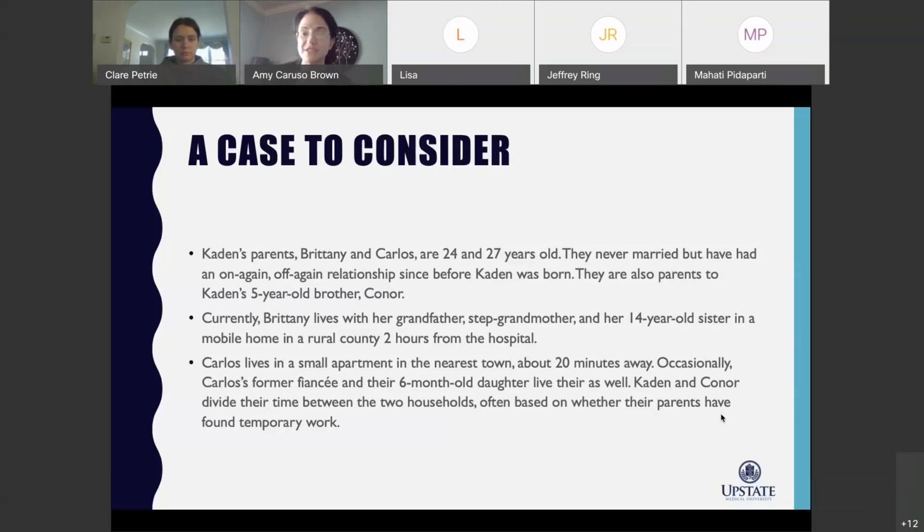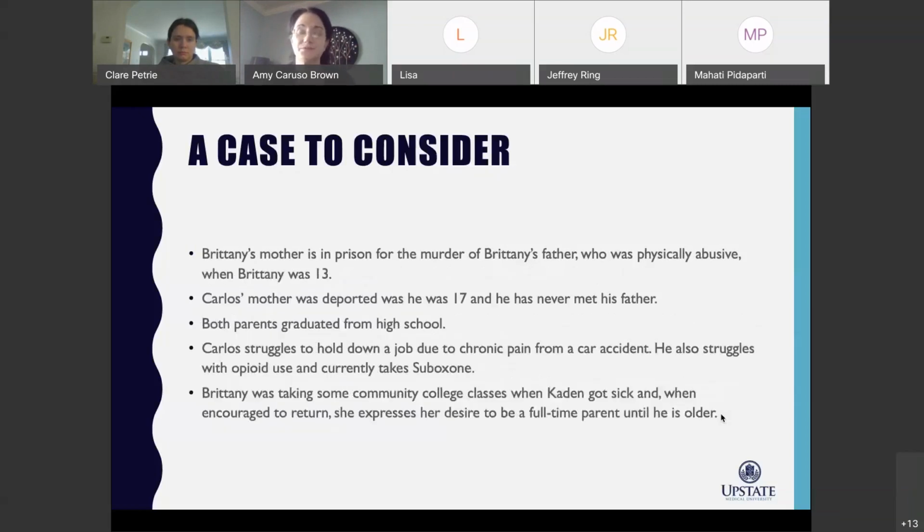And Caden's mom was living with her grandfather and her step grandmother and her teenage sister, while Caden's dad, Carlos, was living with his former fiance and their daughter some of the time. They weren't always in the household. And it depended, he went back and forth depending on who had work at a given time.